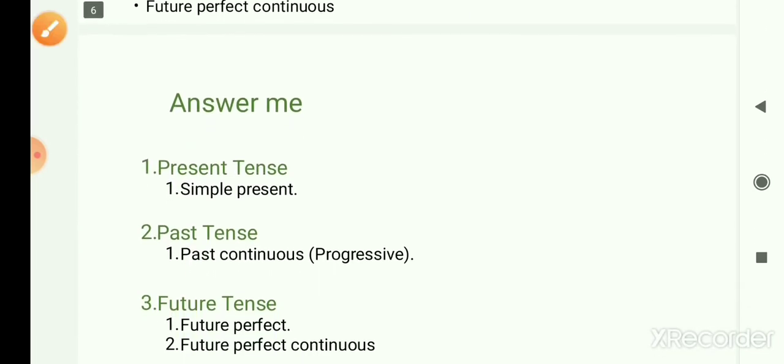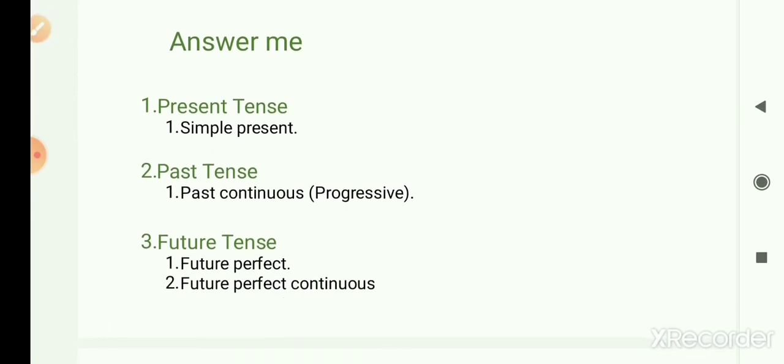Before that, if you can answer me, if it is simple present tense, then what will it be for the past and future? Is it past present and past future? No, it will be simple past and simple future. Similarly, past continuous, or you can use another word for continuous, progressive. I can say past progressive. If it is past progressive, it will be present progressive and future progressive.